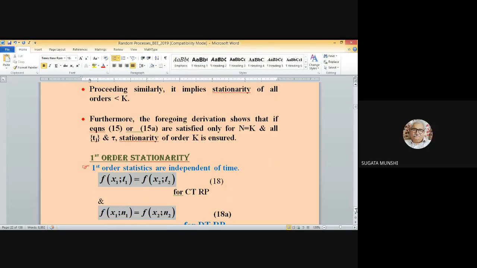So if a random process has first order stationarity, the first order statistics are independent of time.